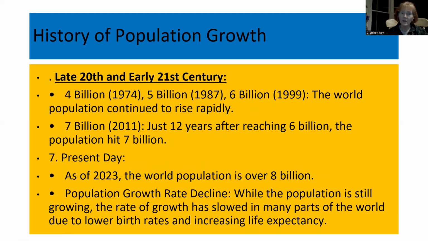Okay, now we get to the late 20th and early 21st century, where we are today. 4 billion by 1974, 5 billion by 1987, 6 billion by 1999. The world population continued to rise rapidly, about 1 billion every 12 years. 7 billion in 2011. I remember the day that was officially declared. Just 12 years after reaching 6 billion, the population hit 7 billion. Present day, as of 2023, the world population is over 8 billion. Now in 2025, we are at about 8.2 billion.